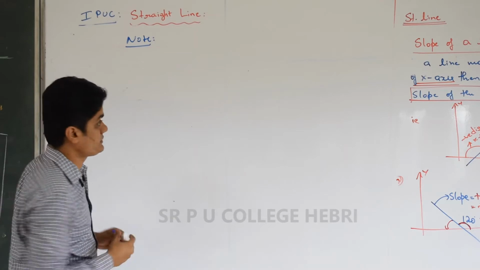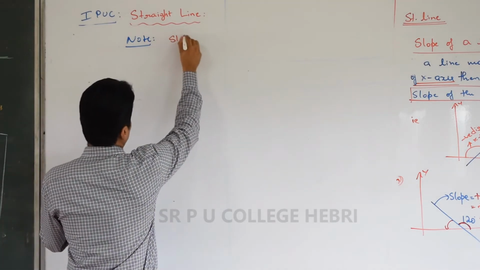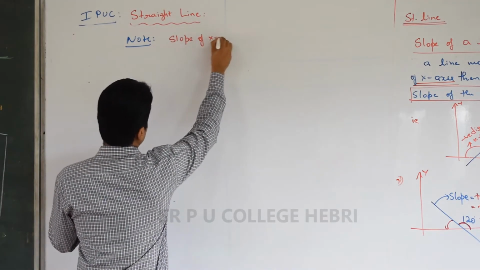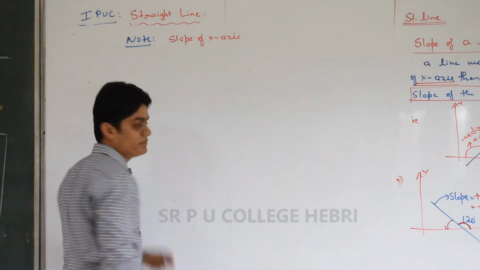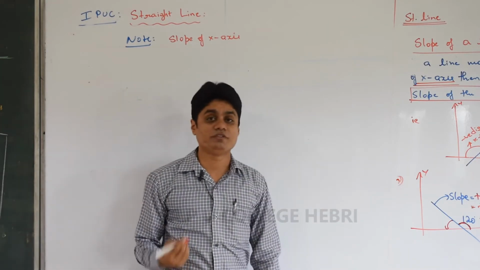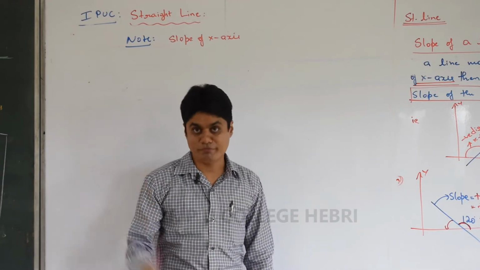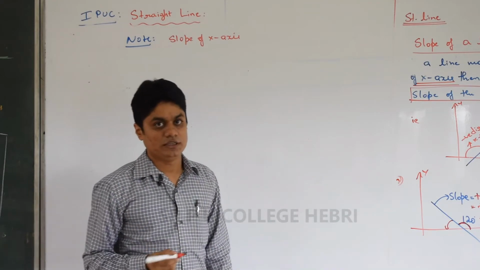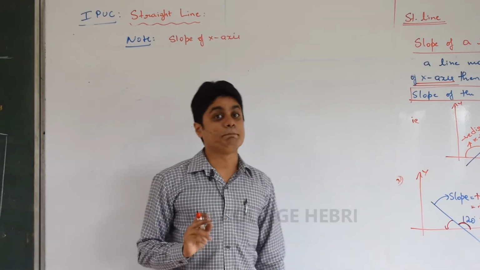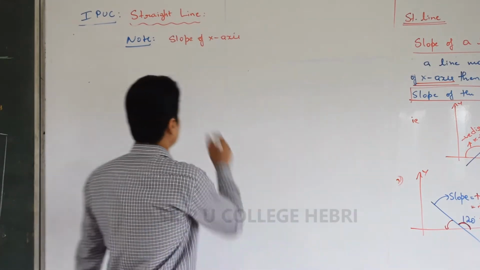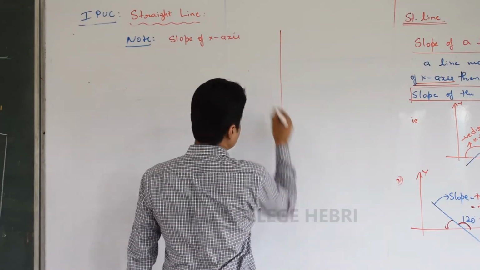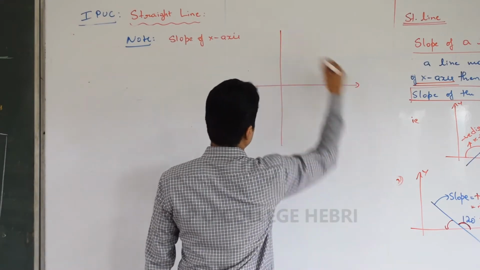The first one is the slope of the x-axis. What is the value of the slope of the x-axis? According to the definition, to find the slope of a line, you have to find the angle made by that line with the positive direction of the x-axis, correct?